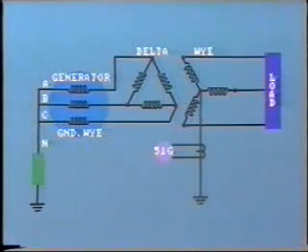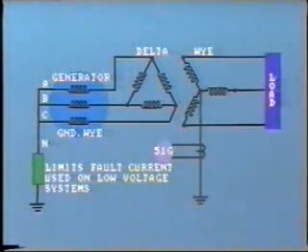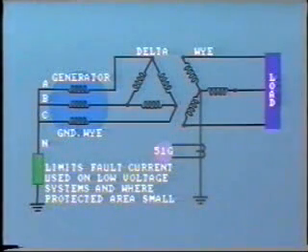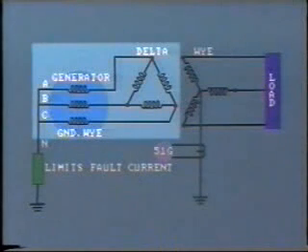The impedance may be in the form of a resistance or reactor, or perhaps a grounding transformer. The main objective of this is to limit the available fault current. This method is used on systems up to about 30 kV and where the protected area is quite small. For example, in the case of the generator, we are protecting against a ground fault within the generator itself, or the short length of line, cable, or bus to the transformer.